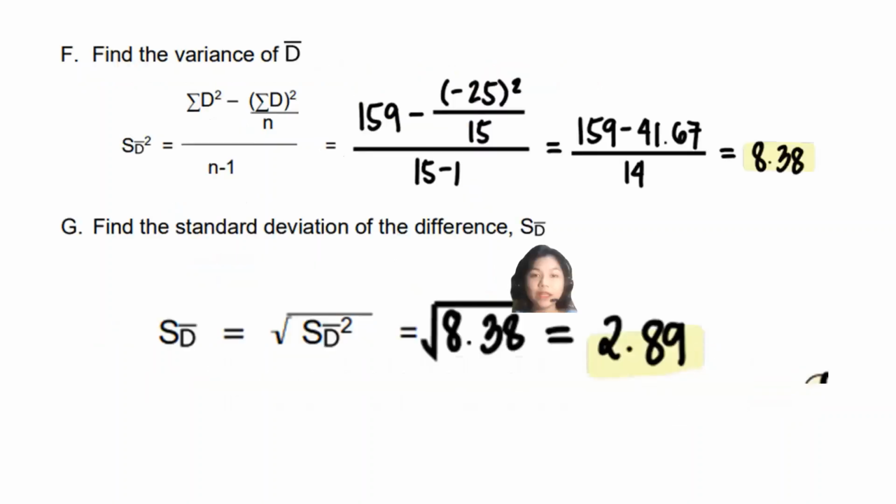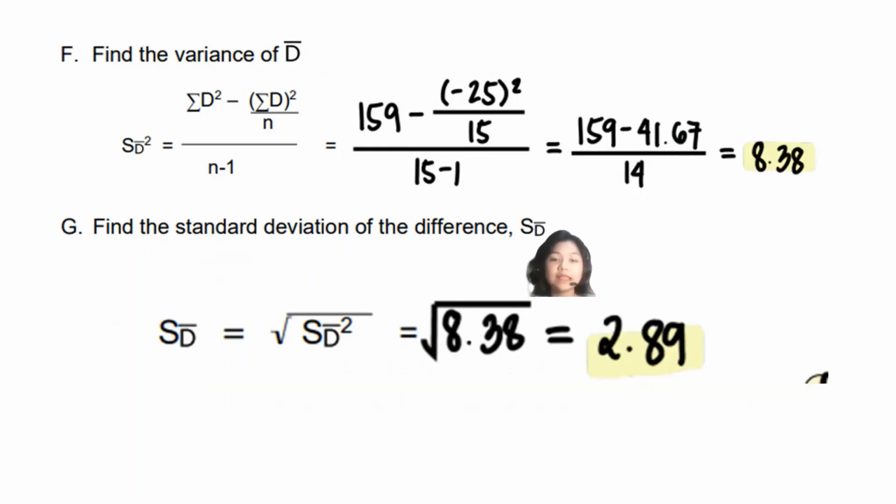For F, we need to find the variance of D. We know the equation, so we just need to substitute. First is the sum of squares minus the square of the sum over n, all over n minus 1, the df. So, 159 minus negative 25 squared over 15, divided by the df, or degrees of freedom. The answer for this is 8.38.